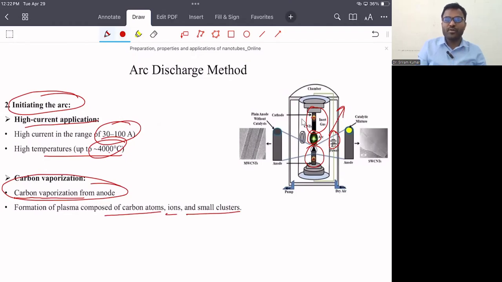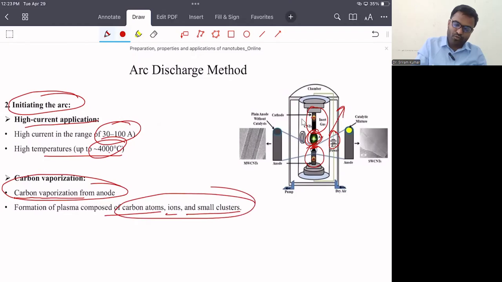So in the second step, what we understood is that we need to apply very high current between anode and cathode, and that is 30 to 100 ampere. When we apply this high current, we get a temperature of 4000 degrees Celsius. Because of that very high temperature, vaporization happens from the anode surface, and plasma is formed here. So we get the plasma of these carbon atoms and maybe small clusters.